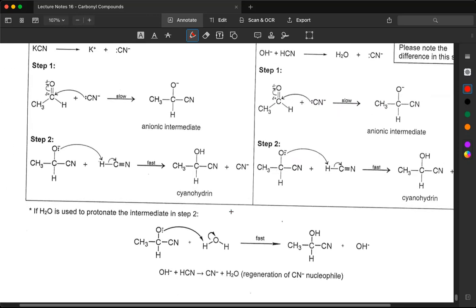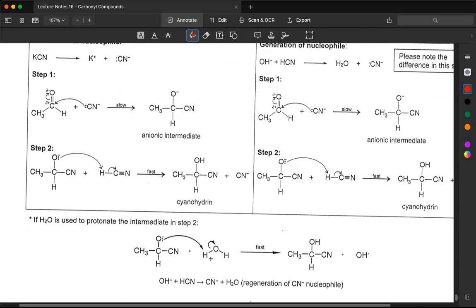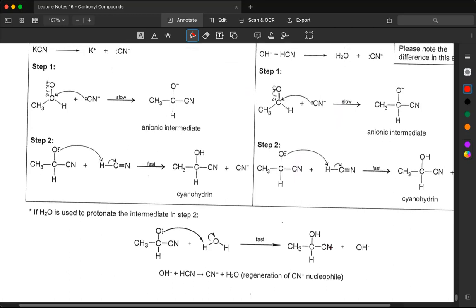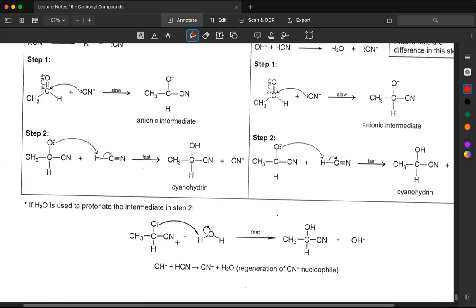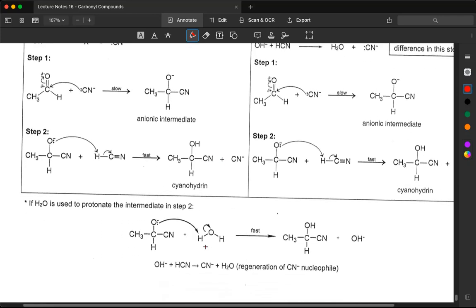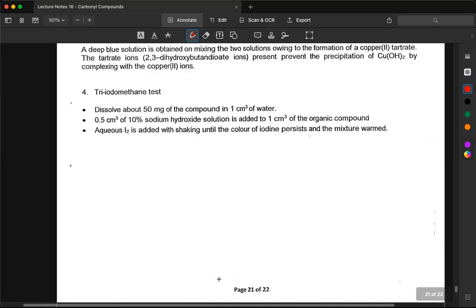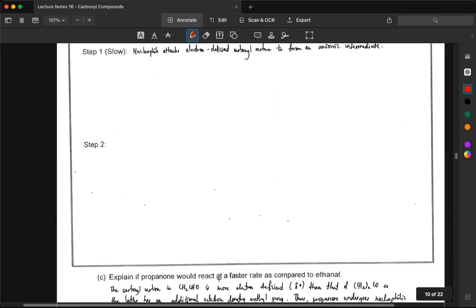If you have H2O involved to protonate the intermediate, it will form this. This anionic intermediate will either attack HCN or it can also attack the water to form OH-. But this OH- will react with HCN to regenerate CN- again.